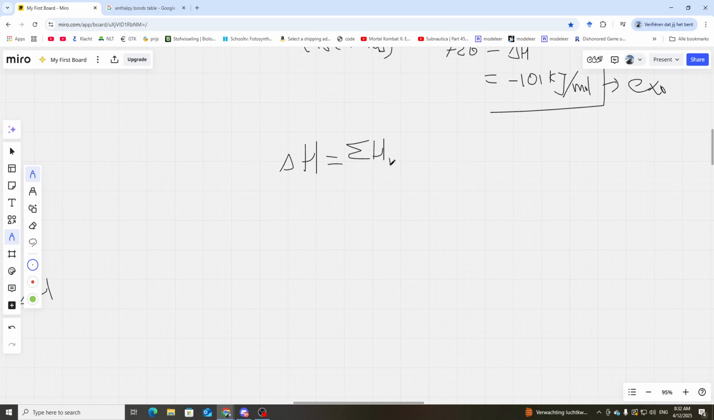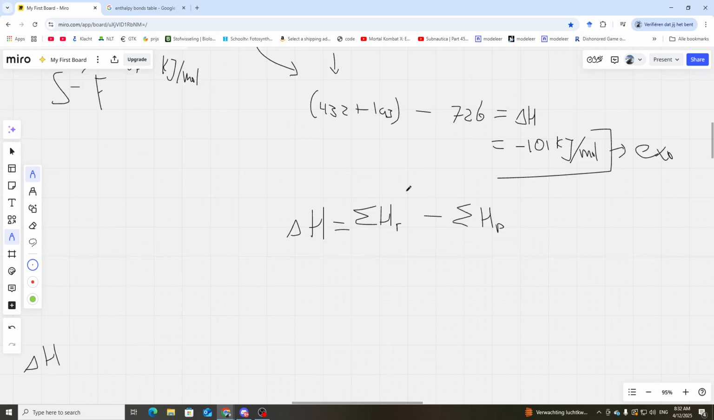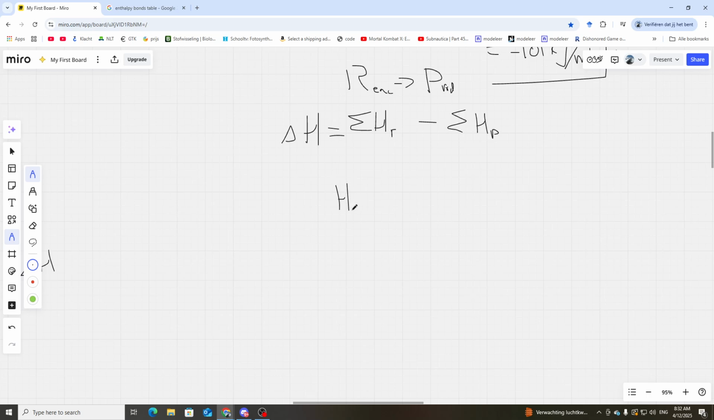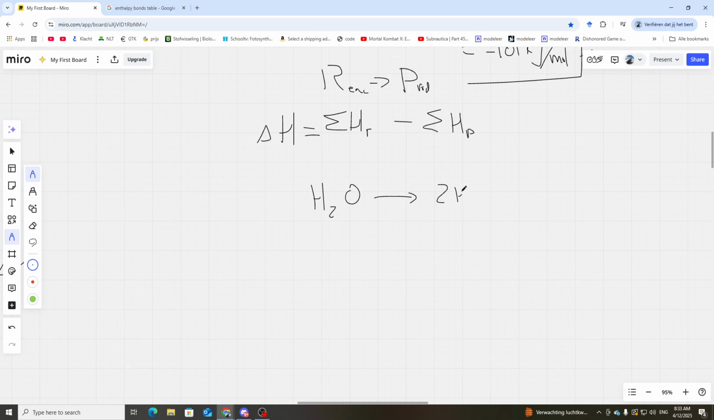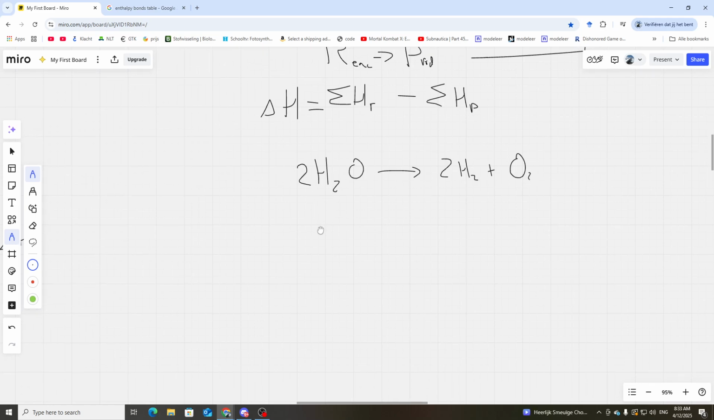Delta enthalpy is the enthalpy sum of my reactants minus the enthalpy sum of my products. And again, remember, reactants are before and products come after the arrow. So that is the definition of those two. So let's say I give you the reaction H2O being turned into 2H2 and O2. So that means that I need another one H2O here.